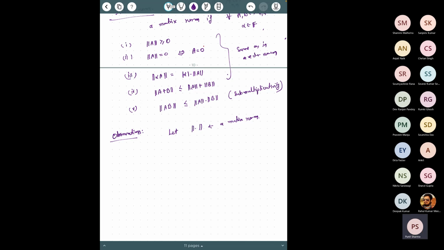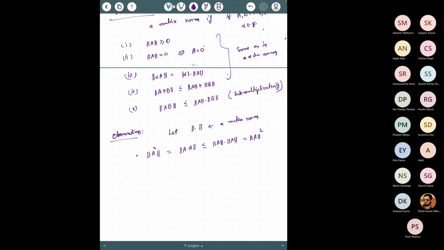Okay. Then clearly, if you look at the matrix norm of A square, what would it be? You can write it as the product A times A, but then because of the sub-multiplicativity, it is less than or equal to this one. So you can say that for any A, the matrix norm of A square is always less than or equal to the square of the matrix norm of A. This is the first thing, which is very straightforward.